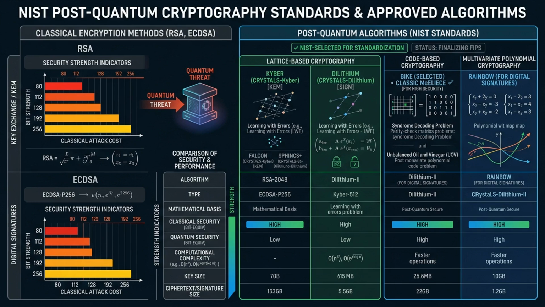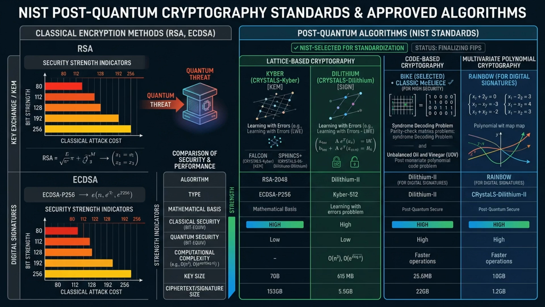Second is code-based cryptography. These algorithms use error-correcting codes. Third is multivariate polynomial cryptography. Fourth is hash-based signatures. Each category has strengths and weaknesses. Lattice-based is the most practical for SSH.